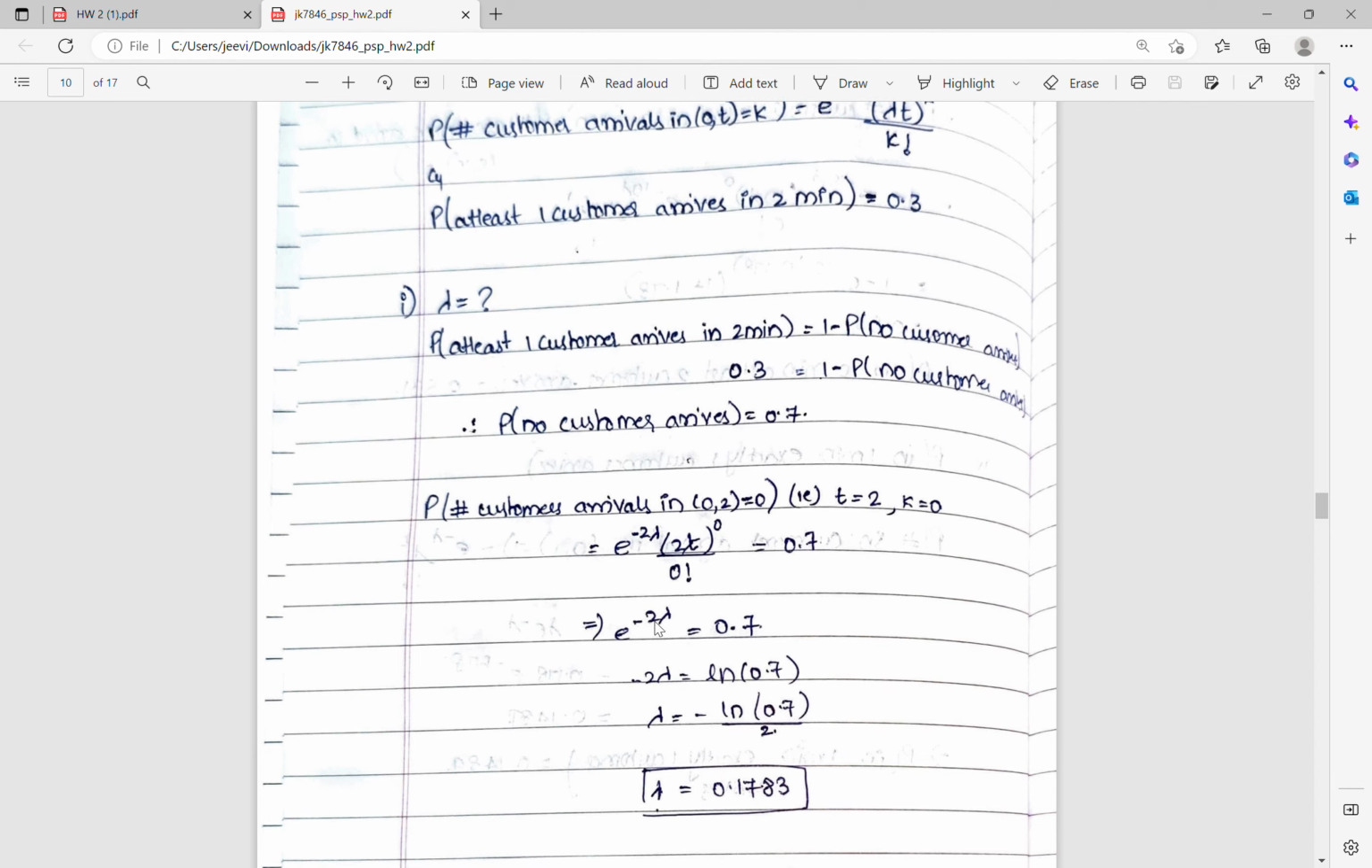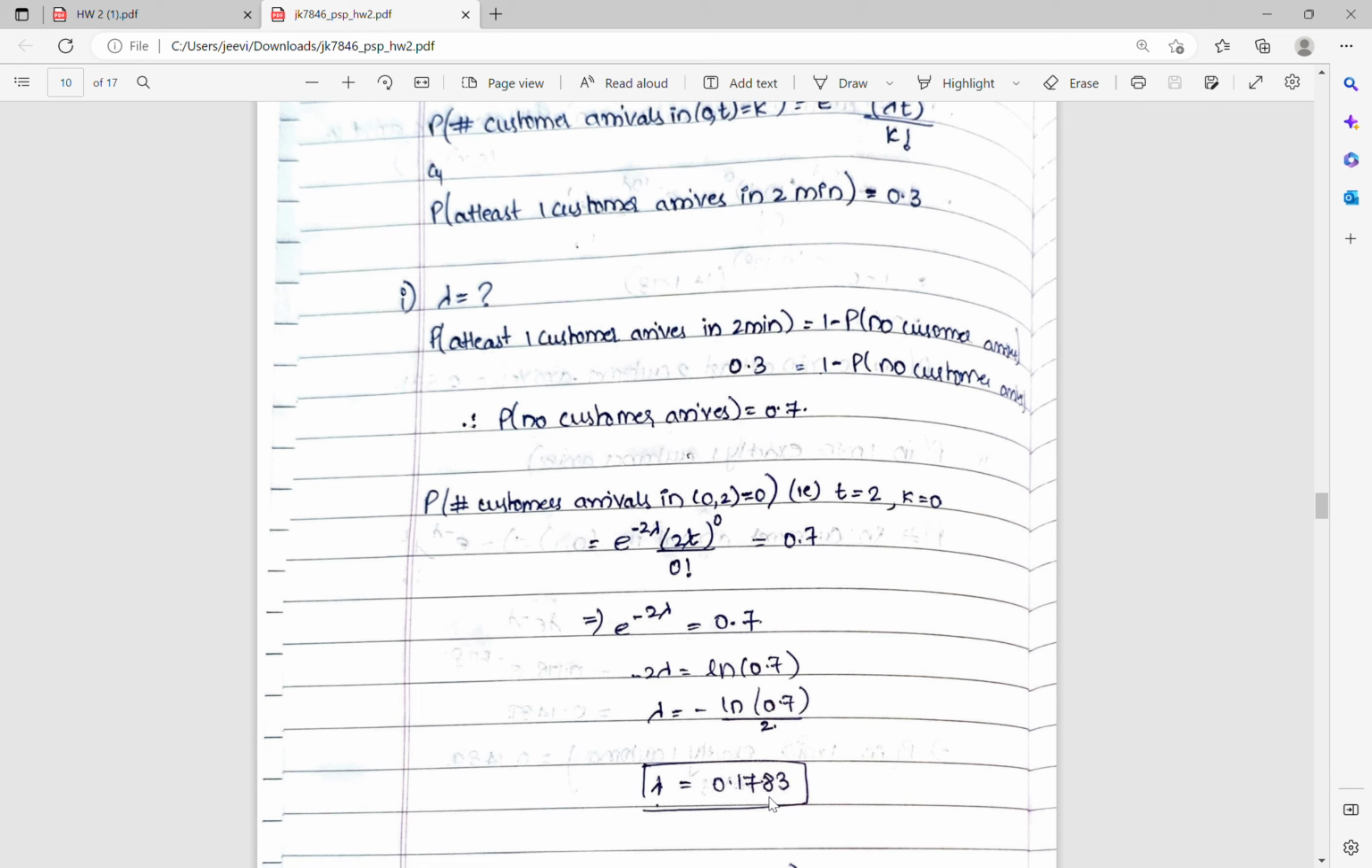Therefore, e^(-2λ) is equal to 0.7. Now when we take e to the other side, it becomes ln. Therefore, lambda is equal to minus ln 0.7 divided by 2, which is equal to 0.1783. Therefore, the value of lambda is 0.1783.